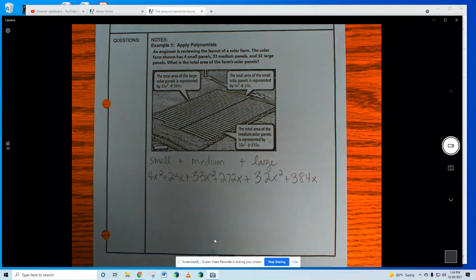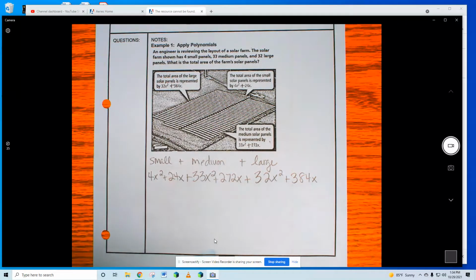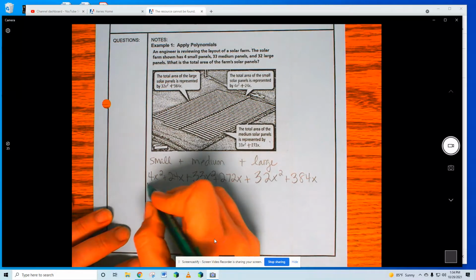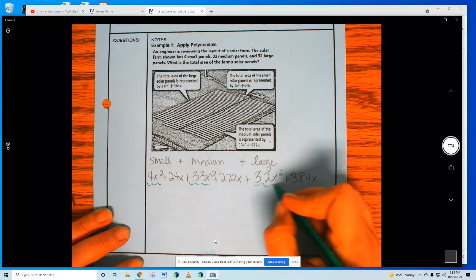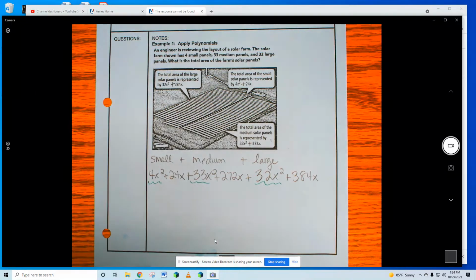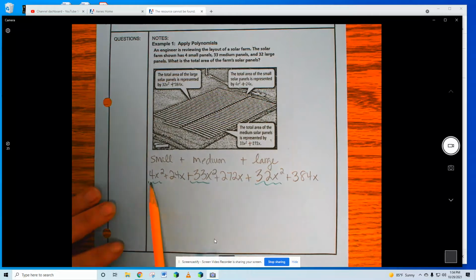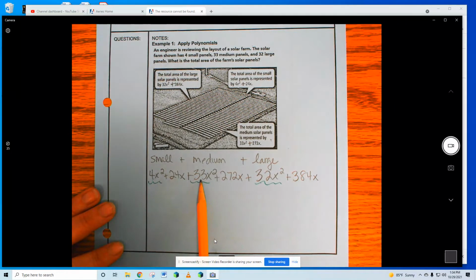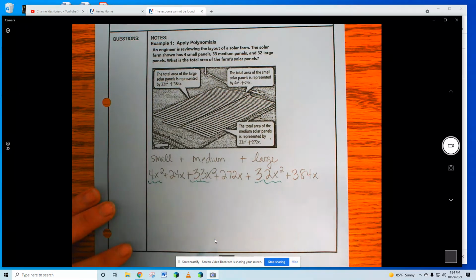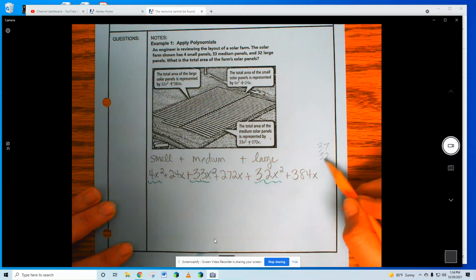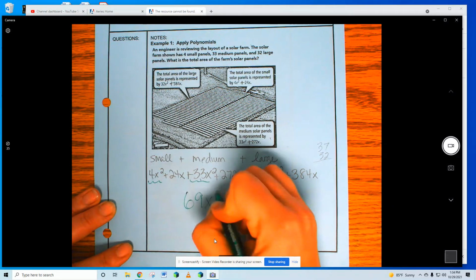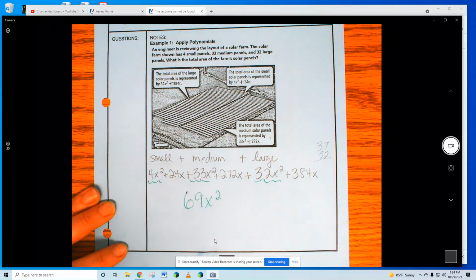And so I need to combine like terms. My x squareds all go together. What would my greens be? Let's add them up. 4 plus 33 plus 32. 4 plus 33 is what? 37. 37 plus 32 is 69. Okay, so let's do that in green: 69x squared. What about my x to the power of 1? My x to the first power.